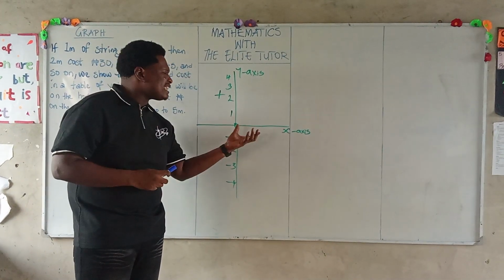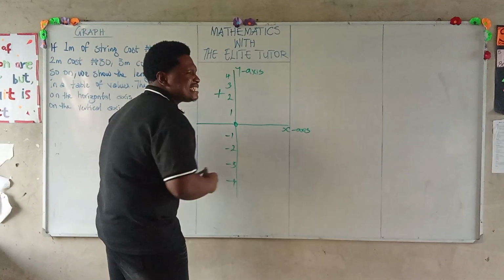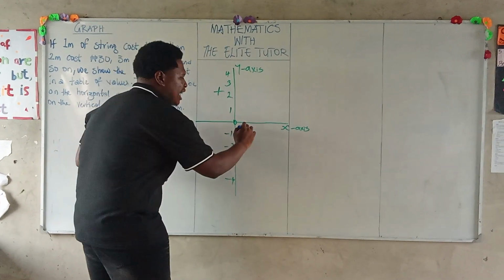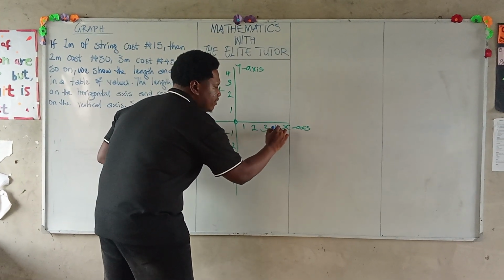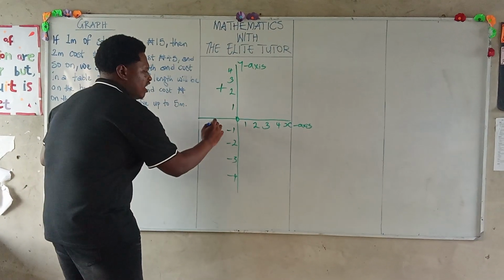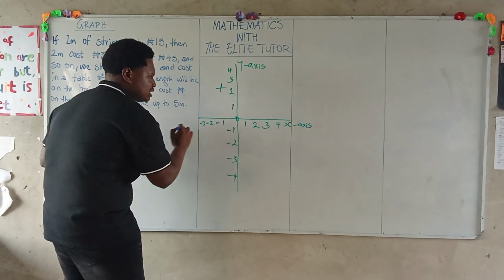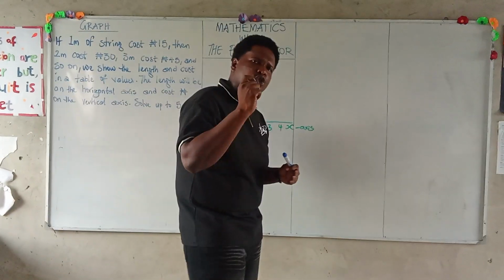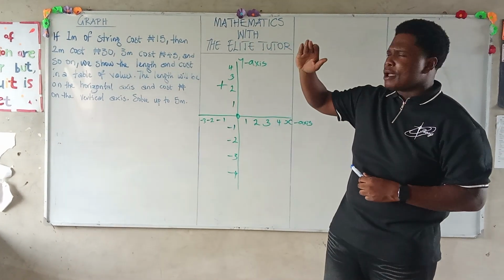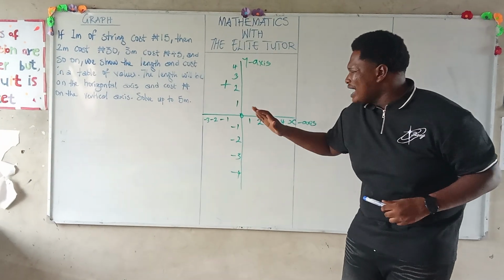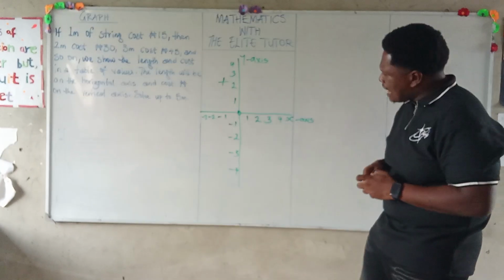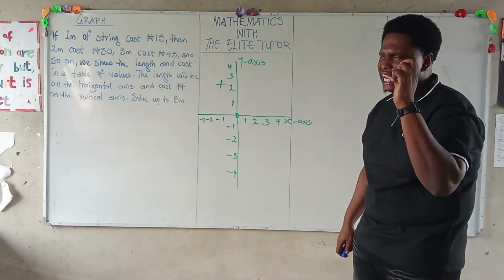And also for our x-axis, the right-hand side of our x-axis is our positive side. So we have 1, 2, 3, 4, while the left-hand side of our x-axis is the negative side, so we have -1, -2, -3. So it's very important for students to know we have our y-axis and our x-axis. The up part of your y-axis is your positive side, while the down part is your negative side. The right-hand side of your x-axis is your positive side, while the left-hand side is your negative side.